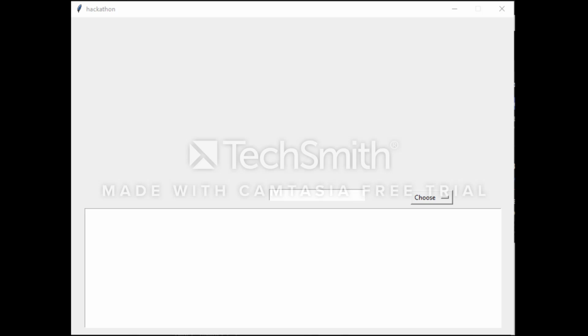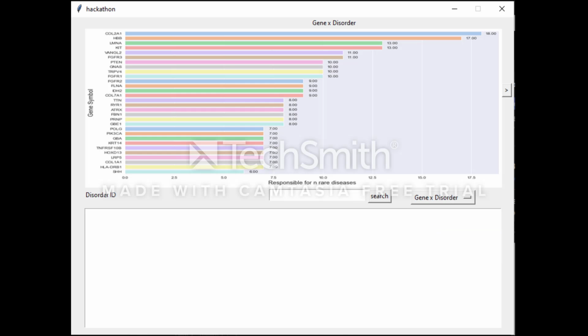The Orphadata dataset contains information about genes, inheritance type, symptoms, disabilities, average age of onset, average age of death, and prevalence around the world. Starting with the genes category, with our application, it's possible to retrieve bar plots showing the number of rare diseases related to each gene. From the graph, we can conclude that there are 18 rare diseases connected to the gene COL2A1.